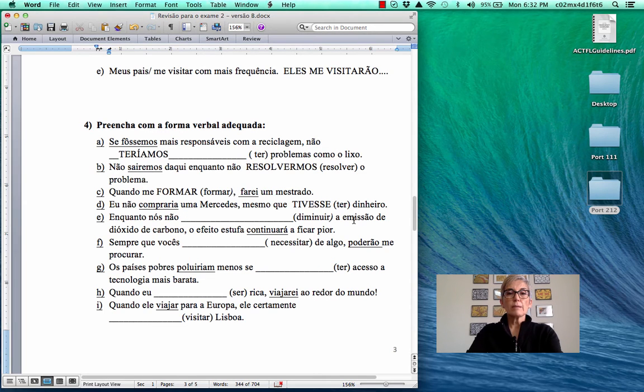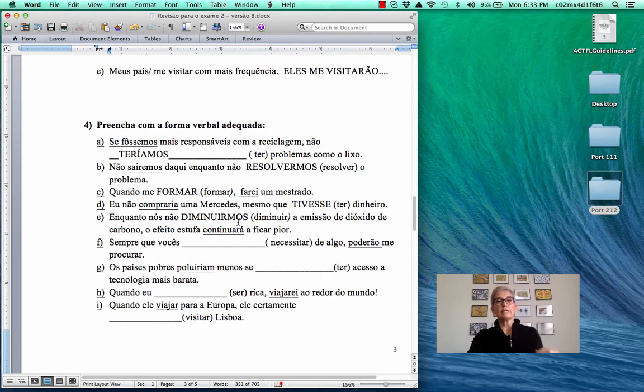Enquanto nós não diminuirmos a emissão de dióxido de carbono, o efeito estufa continuará. Futuro do indicativo, so it means you have to have futuro do subjuntivo. Enquanto nós não diminuirmos a emissão de dióxido. So, until we do not reduce the emission of carbon dioxide, the greenhouse effect will continue to get worse.